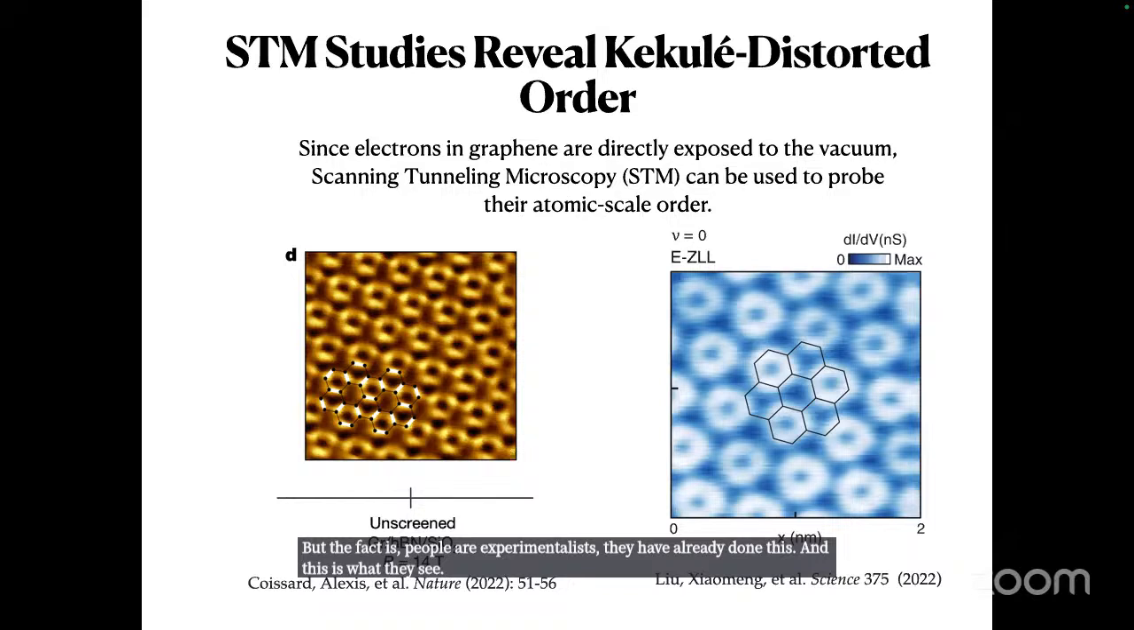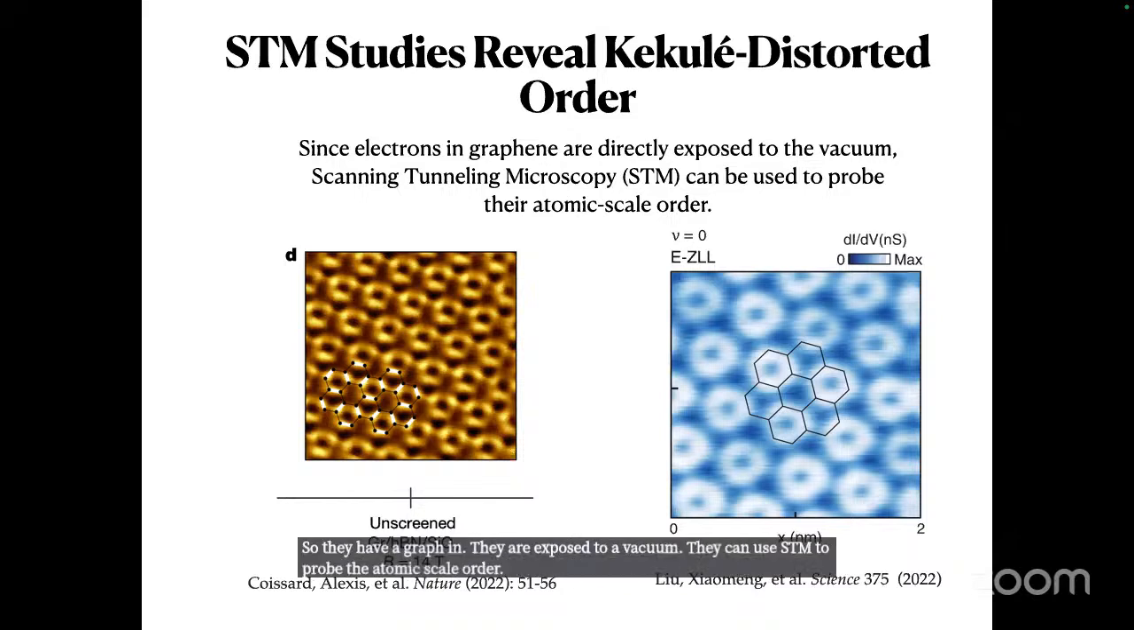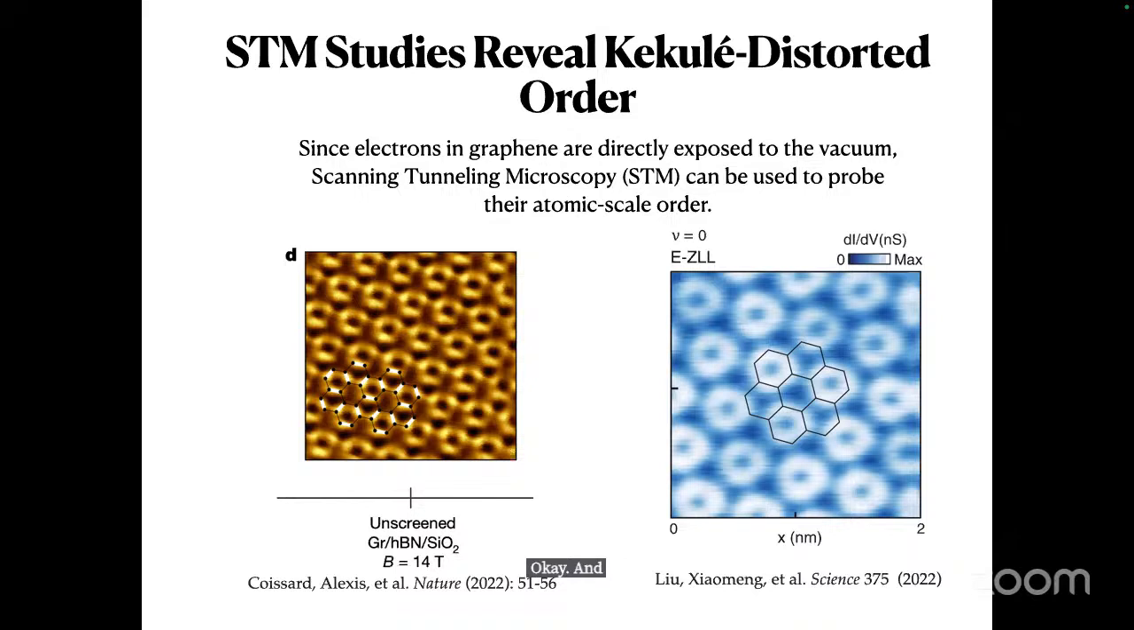They have graphene exposed to vacuum, so they can use STM to probe the atomic-scale order. This is some of the structure from Benjamin Sacépé's group, and what they see is some sort of Kekulé order. They can tune the energy so that it's very close to the Dirac point, and they see most of the electrons live on the bond. This is as clear as day, right? This is directly showing you a Kekulé order.